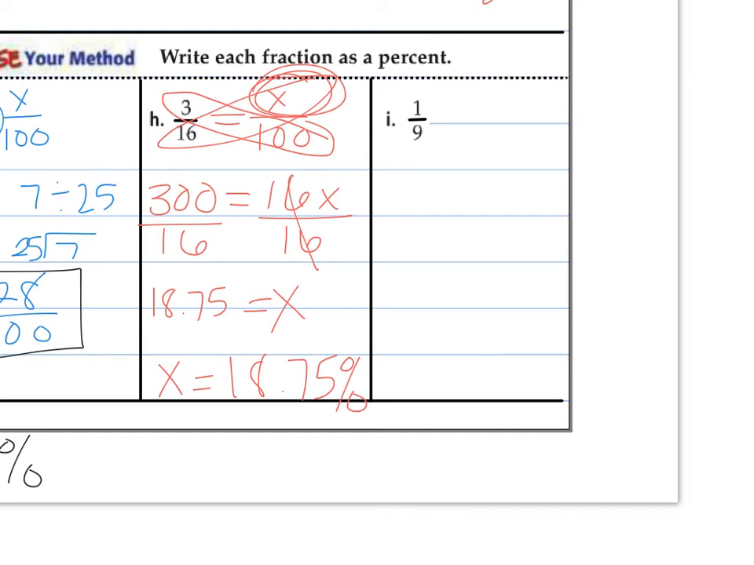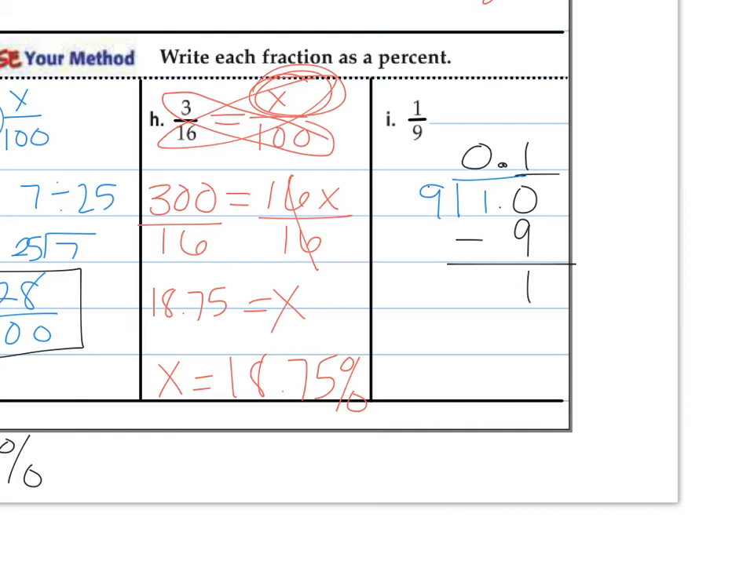For 1/9, I can divide, or I could use the proportion. So I'm going to do 1 divided by 9. Fill in my decimal and a 0. Put my decimal up top. 9 doesn't go into 1, but it does go into 10 once. 1 times 9 is 9.